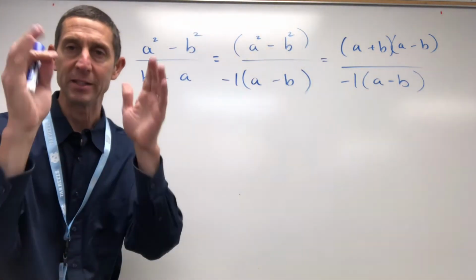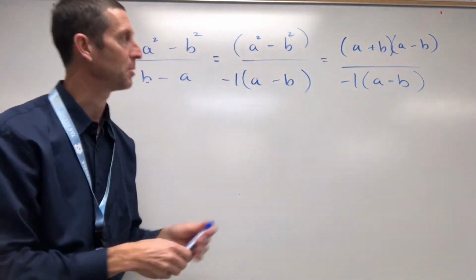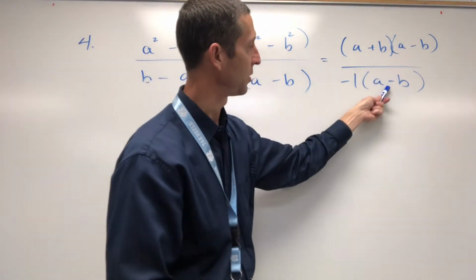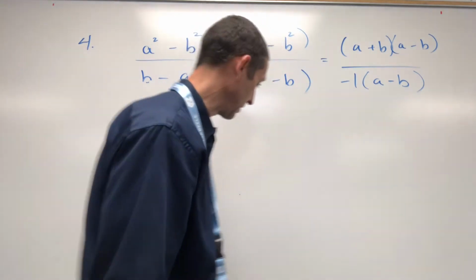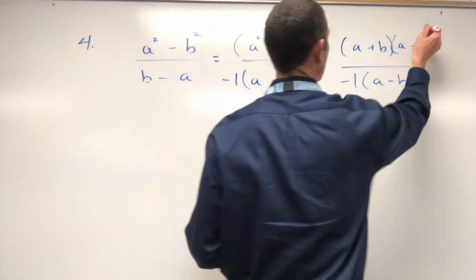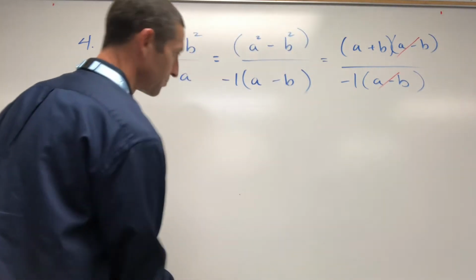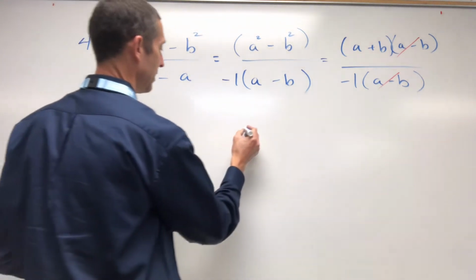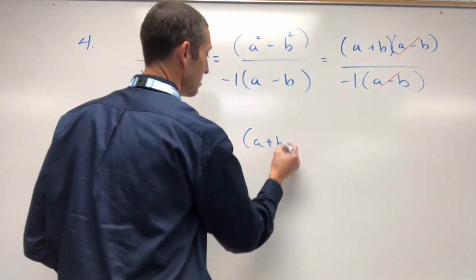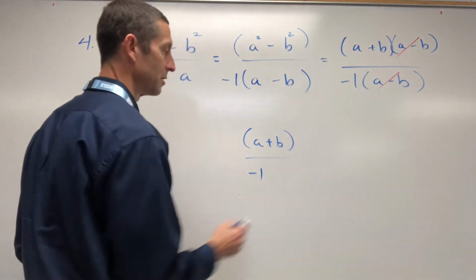Remember, it has to be exactly the same on top, exactly the same on bottom. Here's an a minus b, there's an a minus b. They can cancel out. So they're gone. Leaves me with an a plus b on the top, a -1 on the bottom.